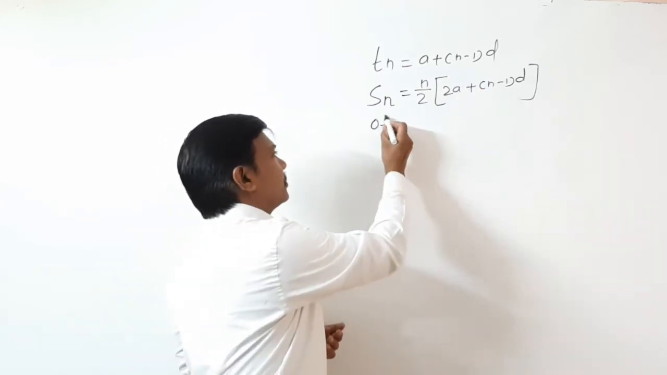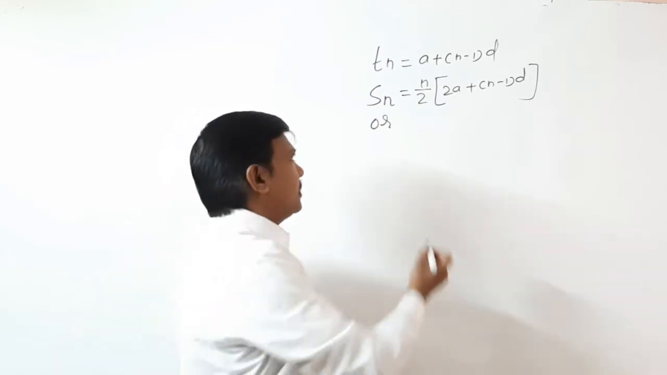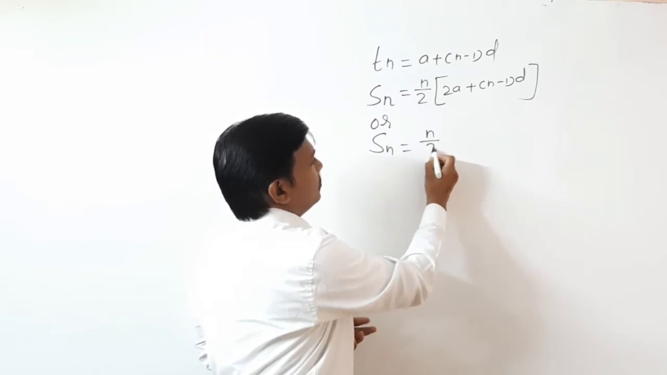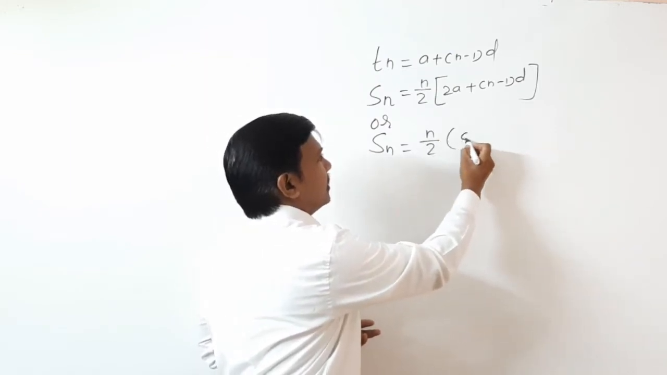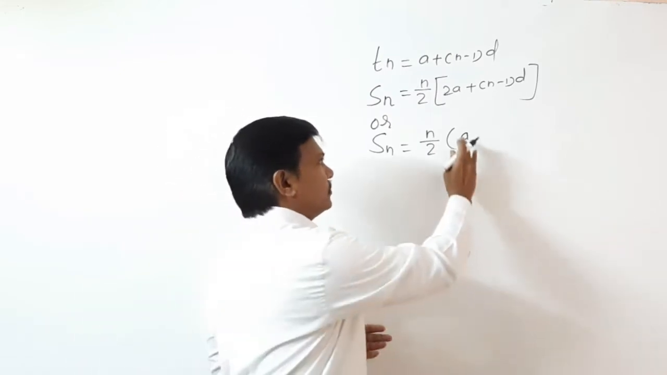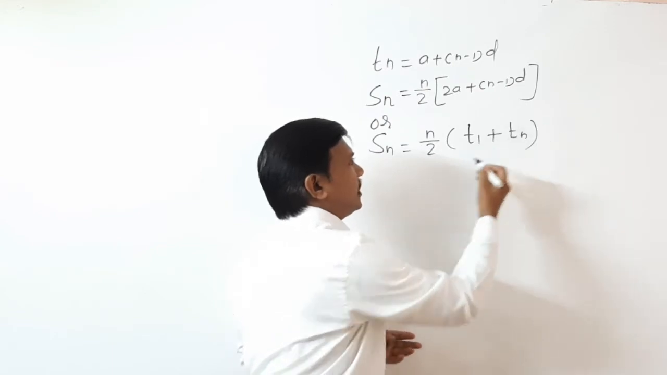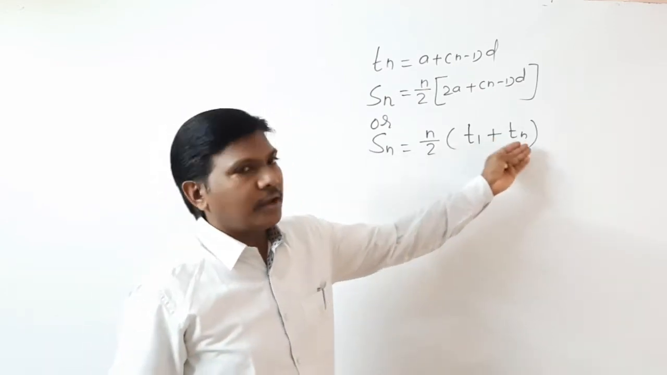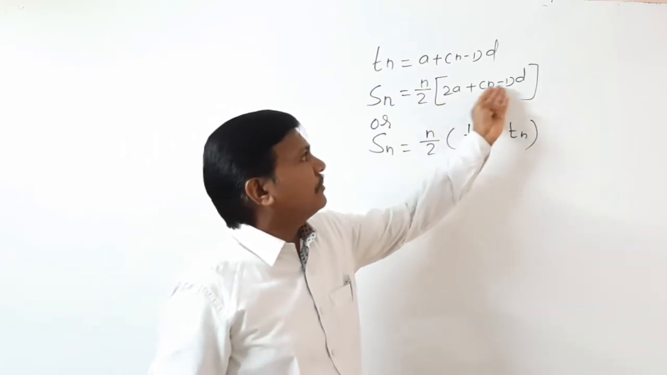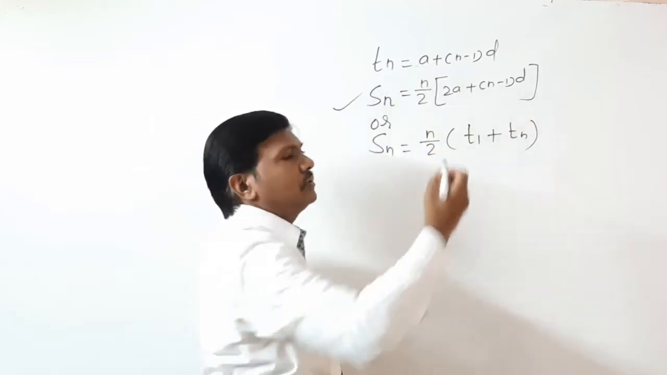Or if the first and last term are given, then we use this formula: Sn equal to n upon 2 into bracket a, the first term, that is t1, plus the last term, that is tn. So if the first and last term are given, use this formula. If the first term and the common difference are given, then use the regular formula.